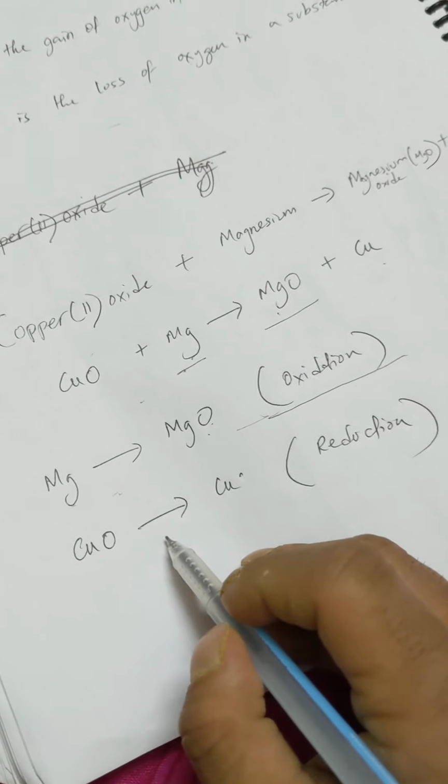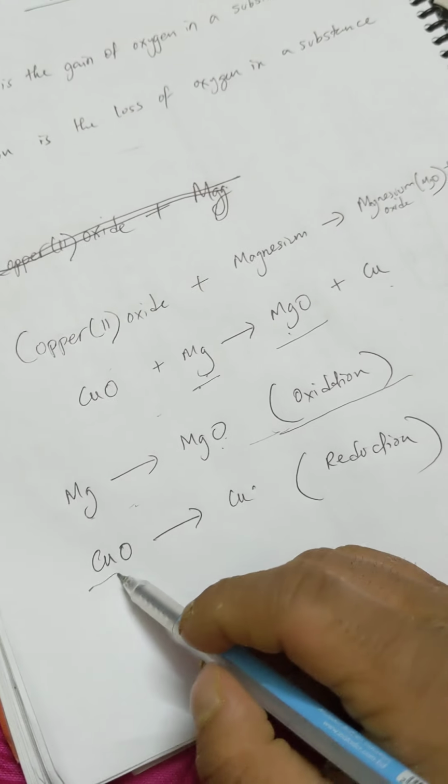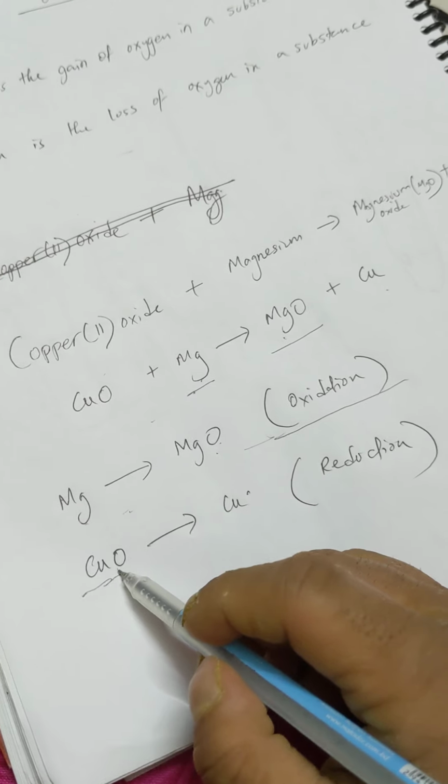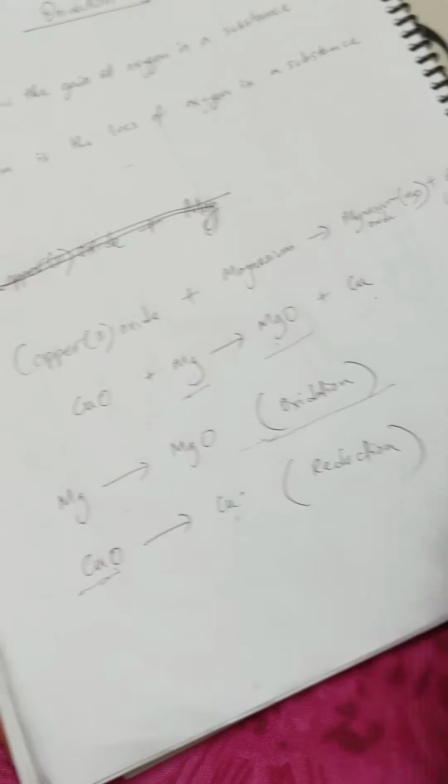As it's losing oxygen, this process is reduction, because copper oxide is losing oxygen. Here it has oxygen, now it doesn't have oxygen. That's why this reaction is reduction.